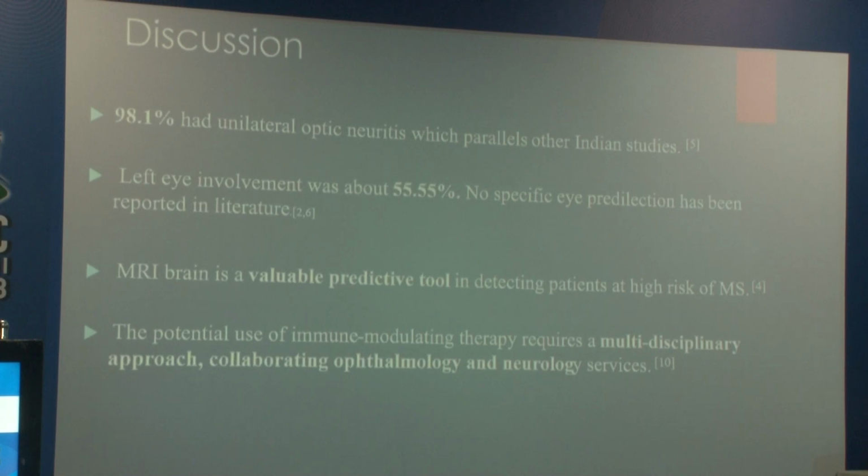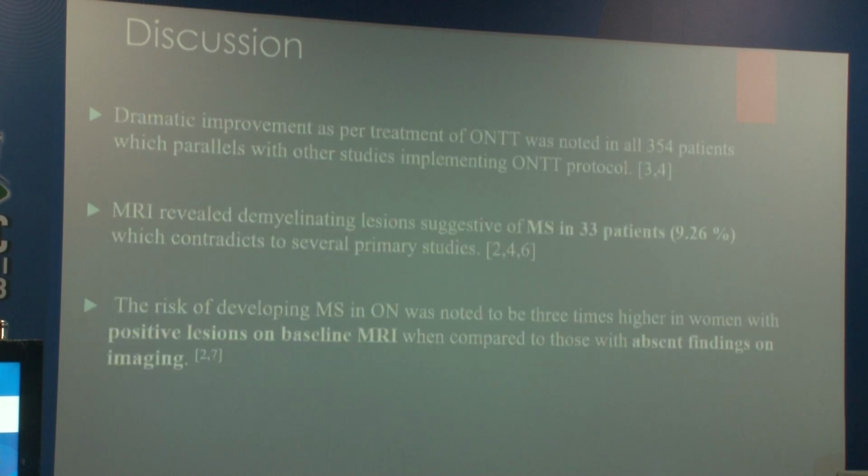MRI is a valuable predictive tool detecting patients at high risk of multiple sclerosis. The potential use of immunomodulatory therapy requires a multidisciplinary approach, collaborating ophthalmology and neurological services. Dramatic improvement was noted as per the optic neuritis treatment trial, and MRI revealed demyelinating lesions of MS in 33 patients. The risk of developing MS in optic neuritis was noted to be 3 times higher in women with positive lesions on the baseline MRI compared with those with absent findings on imaging.